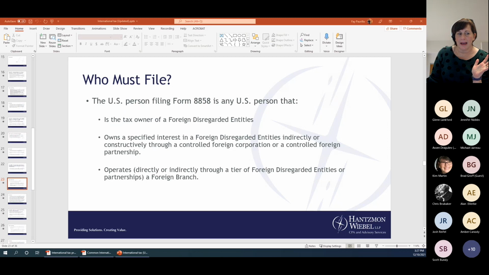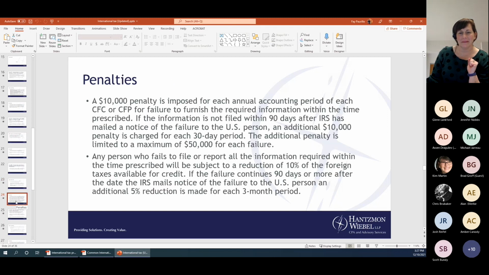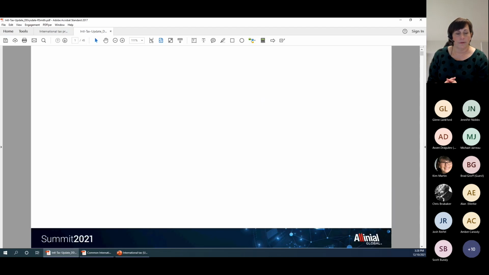As with all of the foreign information filings, as we've already said a bunch of times, the penalties are steep. For this one, the penalty for not reporting the income on the 8858 is $10,000 per year of not filing. Then, if the IRS finds out about it and sends you a notice that you don't respond to within 90 days, they will assess another $10,000 penalty per 30 days, up to a maximum of $50,000 for each year. So if you haven't filed it for multiple years, they're going to hit you for each year. So it's really important to pay attention to addresses, asking good questions, getting the information about whether there is a foreign rental property.